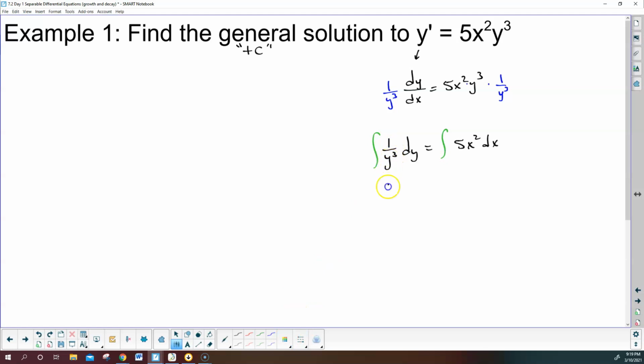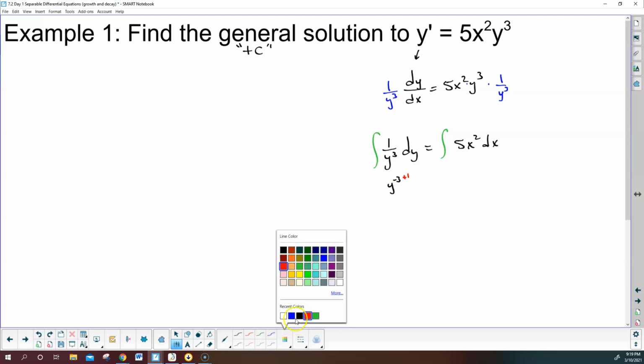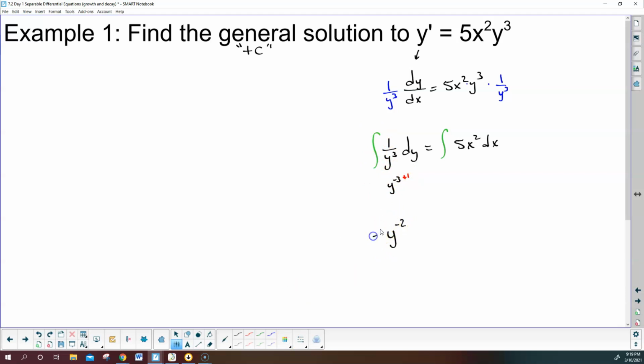But I might want to rethink how this one is written, right? 1 over y to the third is the same as y to the negative third. Well, now I can undo the power rule by adding 1. I'm taking the antiderivative, I'm going to add 1, that gives me y to the negative 2, but if I put a negative 2 up top, I have to multiply by its reciprocal.